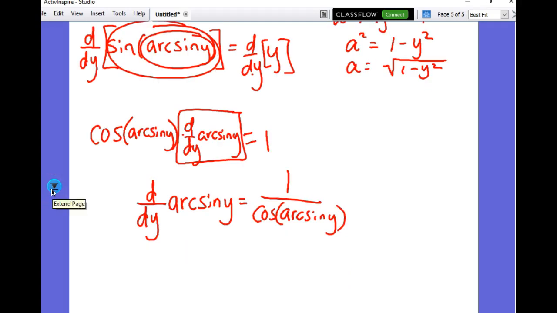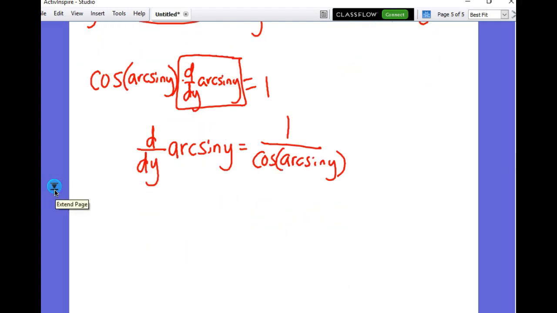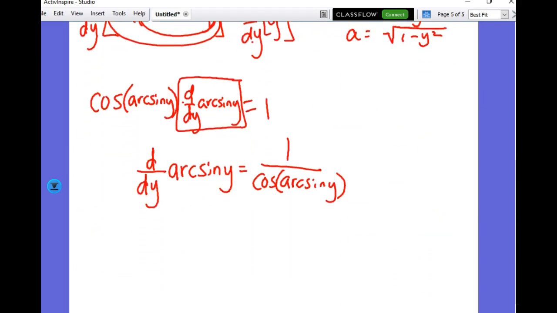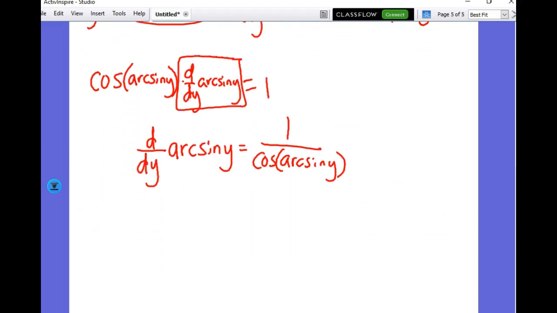Now we're going to do some interesting little substitution moves here to simplify this, okay? First of all, arc sine y equals something very simple. Arc sine y is equal to theta, some angle, right? So I'm going to rewrite this in the following fashion. But we can't leave theta there because we want everything to be in terms of y.